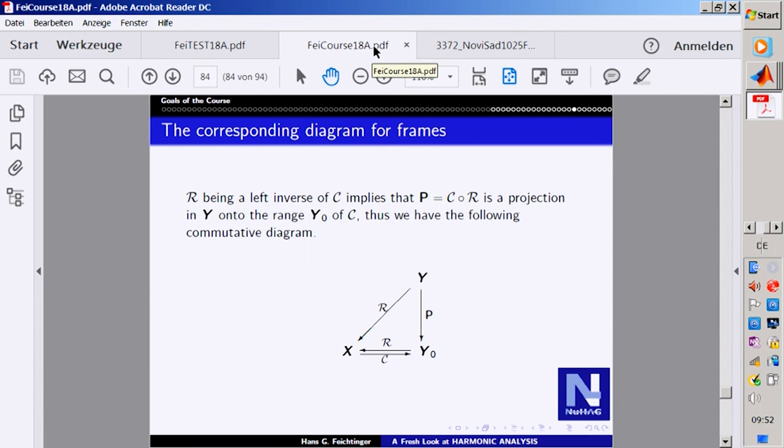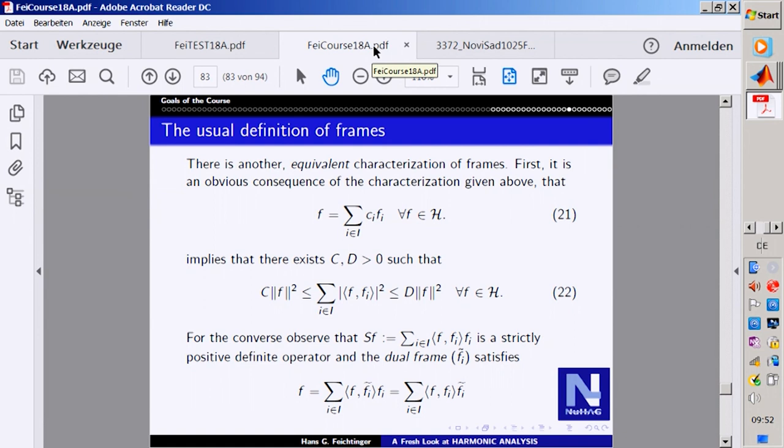And now this is the story of frames. This is Hilbert space, this is L2, and you are saying the mapping is injective, and you describe it again with the norm equivalence, and the norm equivalence looks like this, that your family, countable family typically, is having something such that the range is fine.